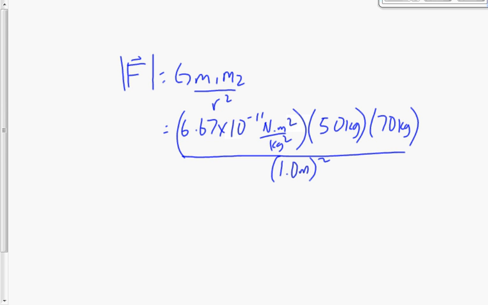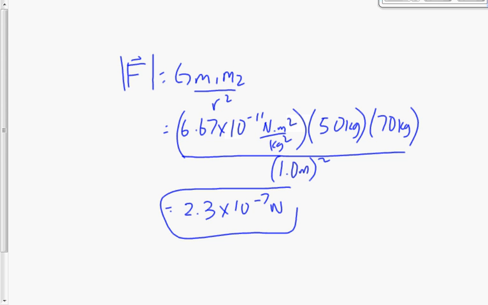Let's calculate this now. We get 6.67 times 10 to the minus 11 times 50 times 70. We divide that by 1 squared, and we end up getting a force of 2.3 times 10 to the minus 7 newtons. Is that a big force? Oh, it's a tiny force. And that's why you don't feel that force of gravity between two people.